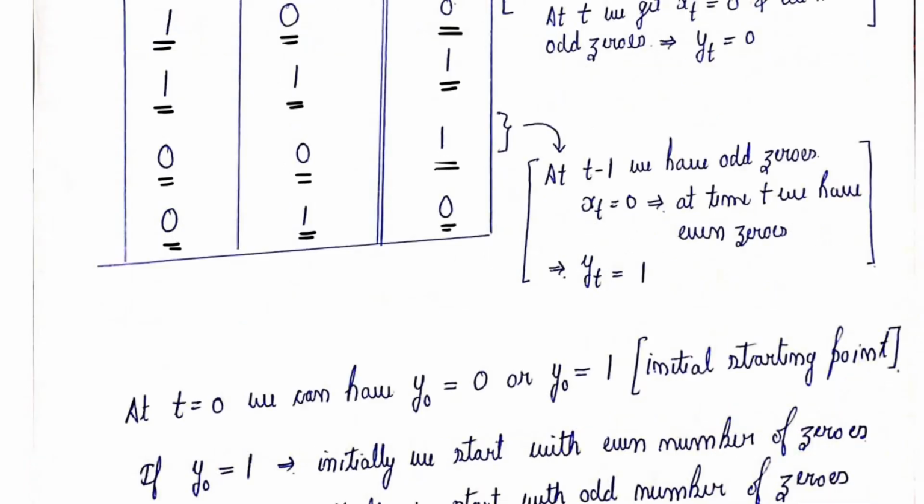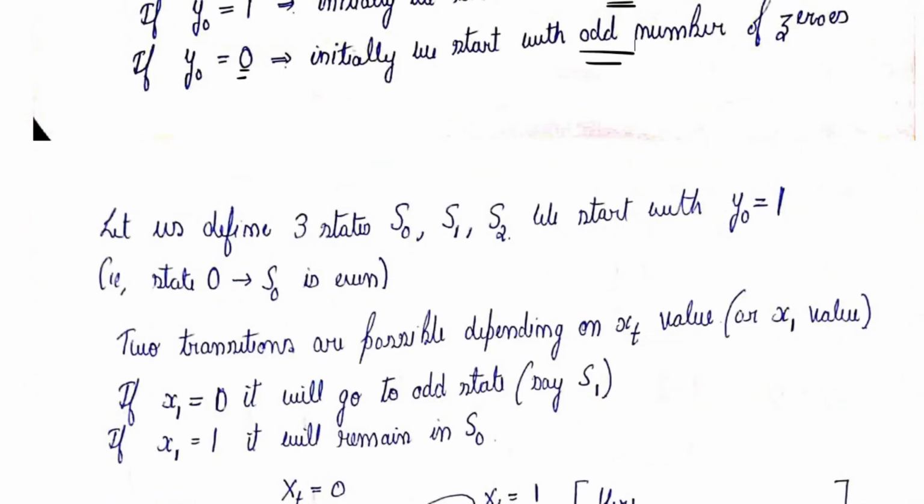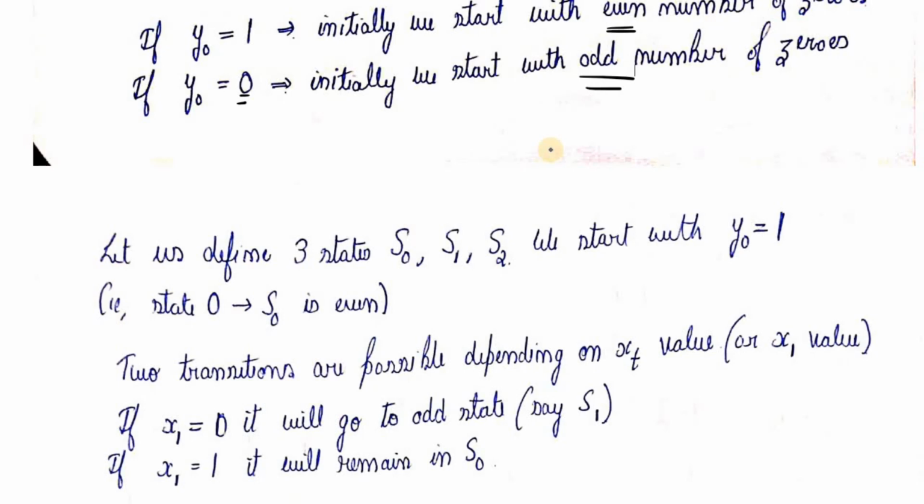So let's suppose if we take y0 as 1, we will assume that initially we start with an even number of zeros, or if y0 is equal to 0, we assume that we start with an odd number of zeros over here. We proceed further and define three states. State 0, which is the initial state, state 1 and state 2, which are the consequent states, and how it will work, I will come to it in a minute. And as of now, we start with y0 equal to 1, which will mean that state 0 is even.